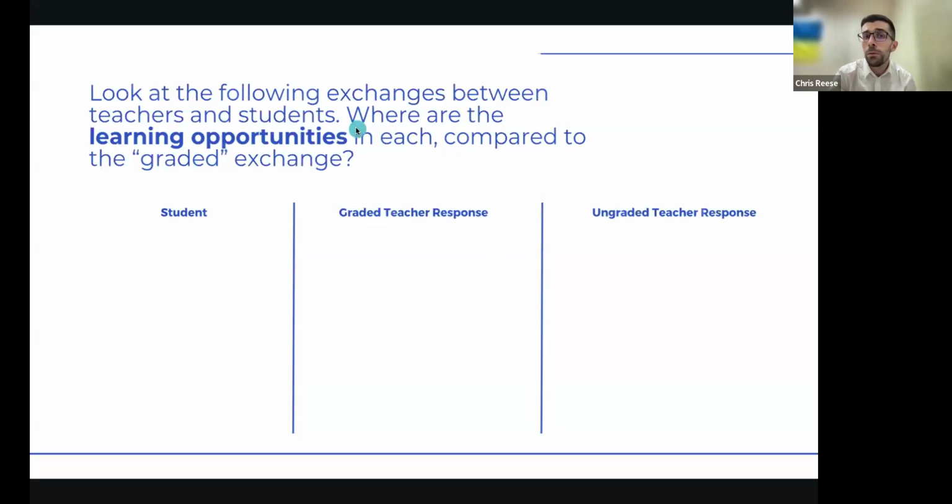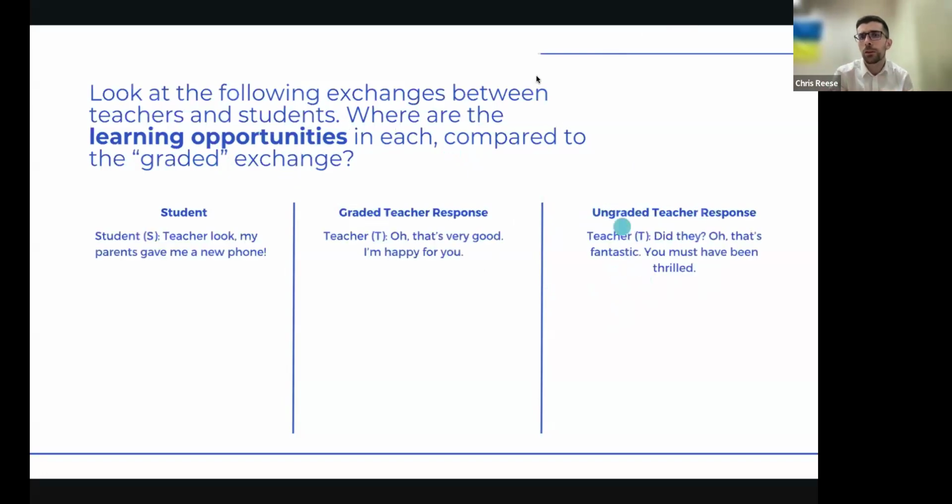What we're interested in, we want to know where are the learning opportunities in the less graded exchanges compared to the graded exchanges. What opportunities would there be for learning or teaching, assuming that we are ready to deal with them? So if we look at the first one, what might the students notice, or what could we highlight or pay attention to in the ungraded response? What might be interesting for the students there? You can type your ideas in the chat.